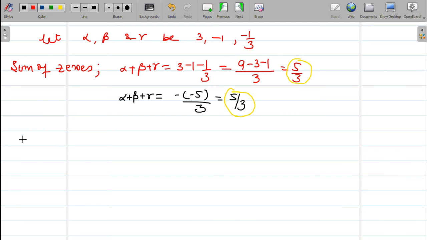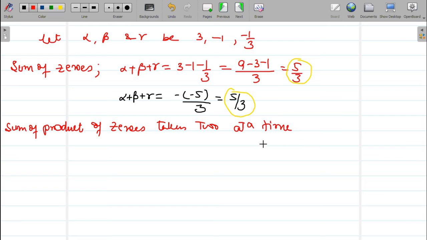Now I go to the second relationship, the sum of product of zeros taken two at a time. Product of zeros taken two at a time.